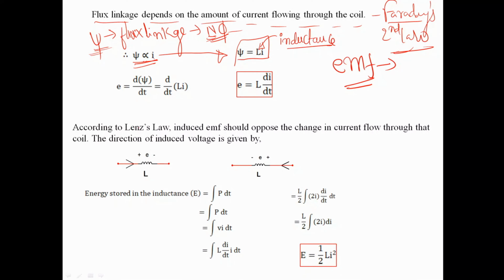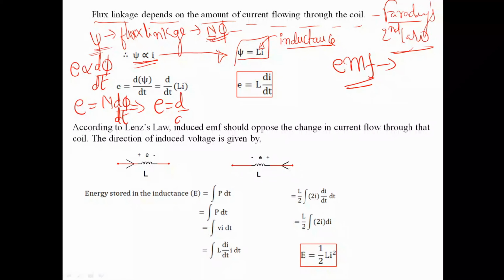Now, as per Faraday's second law, as I mentioned earlier, the flux linkages will produce an EMF. The induced EMF is proportional to the rate of change of flux linkages, meaning E is proportional to d phi by dt. If you remove the proportionality constant, we get E is equal to N into d phi by dt. If you rewrite this equation, E is equal to d by dt of N into phi. I bring this N inside the derivative. N is an integer value, so you can put it here or here, it makes no difference.